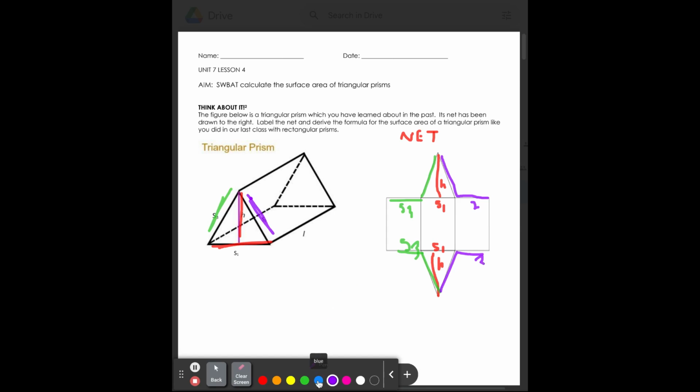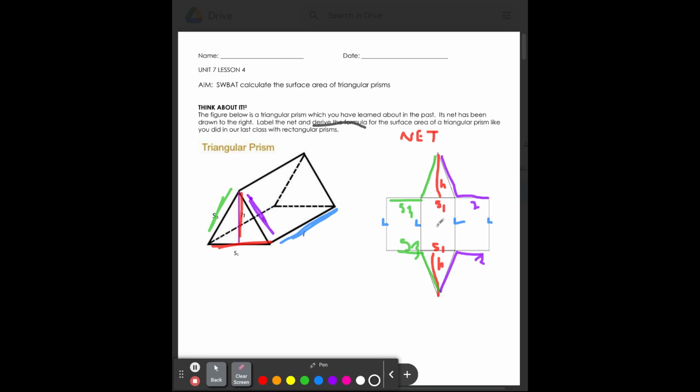And if we take a look at our prism as well, we see that this is the length of the prism. And so that means this is the length, this is the length, this is the length, and this is the length. So if we were to derive the formula for surface area, remembering that surface area is just adding all of the areas of each of the faces of the prism that we're looking at, then what would it be?